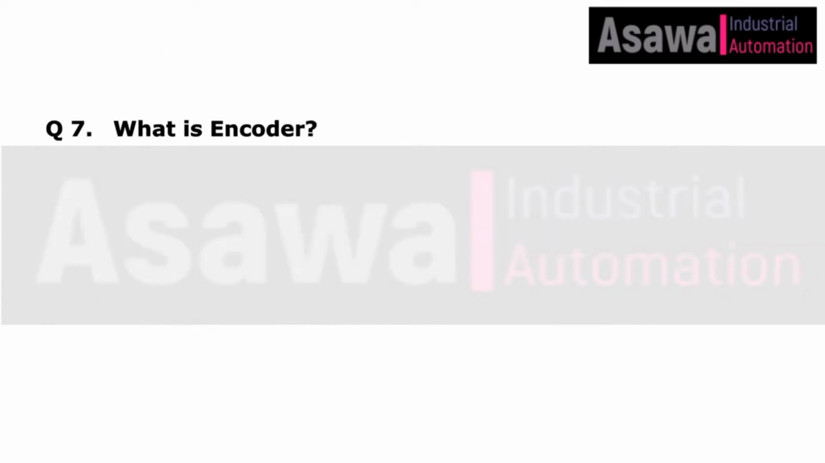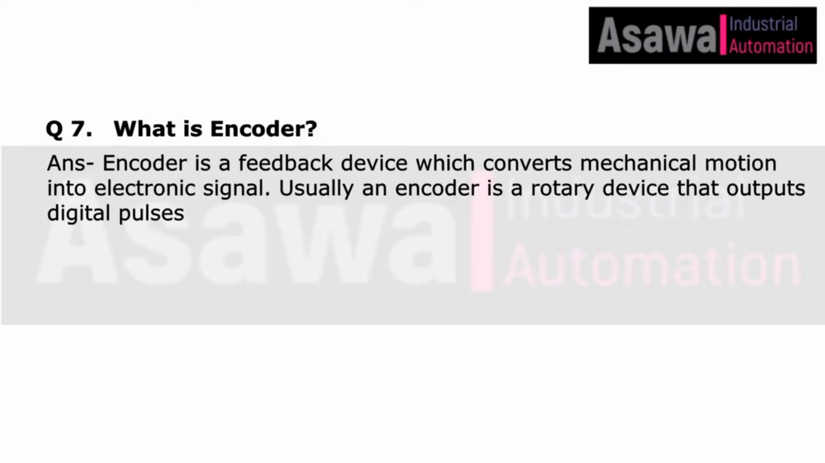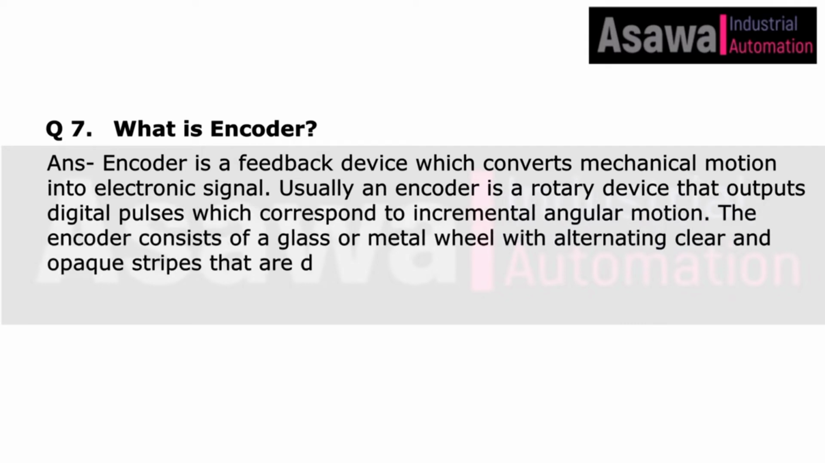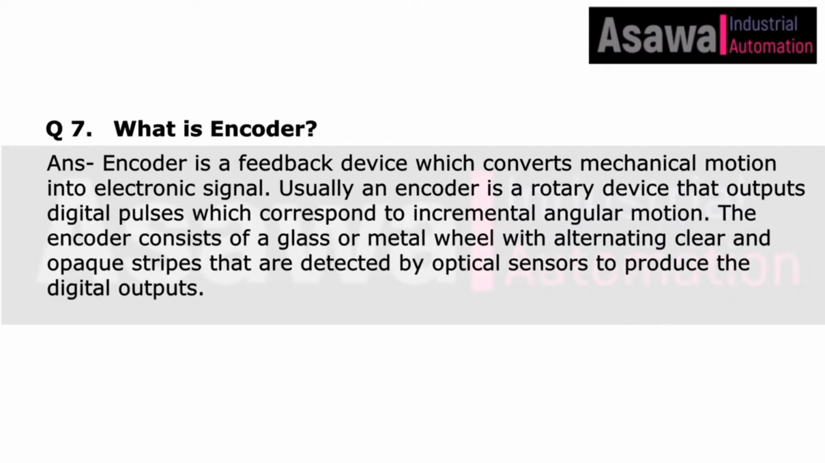Question 7. What is an encoder? An encoder is a feedback device which converts mechanical motion into an electronic signal. Usually an encoder is a rotary device that outputs digital pulses which correspond to incremental angular motion. The encoder consists of a glass or metal wheel with alternating clear and opaque stripes that are detected by optical sensors to produce the digital outputs.